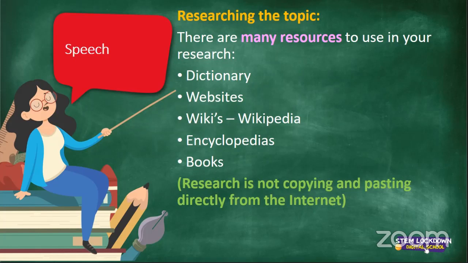Okay. You can use a dictionary. You can use websites. You can use wikis, a Wikipedia. You can use encyclopedias, and you can use books. Okay. So you can use all of these things to ensure that your research is successful.